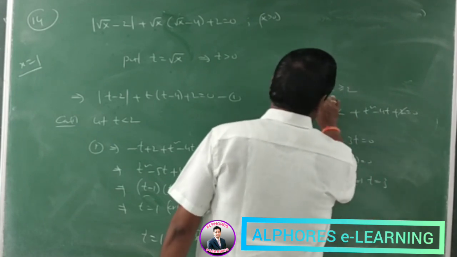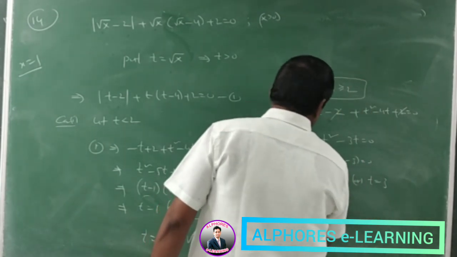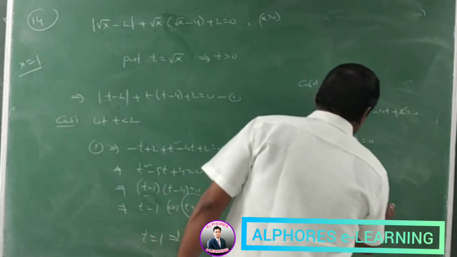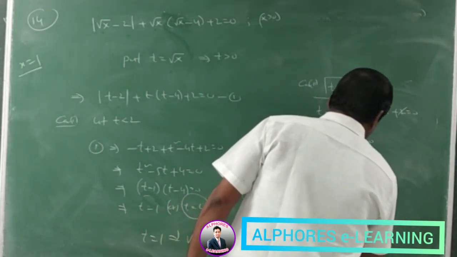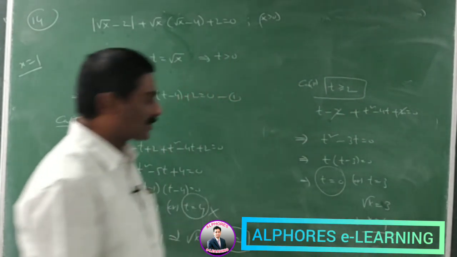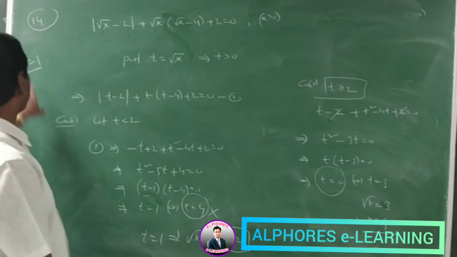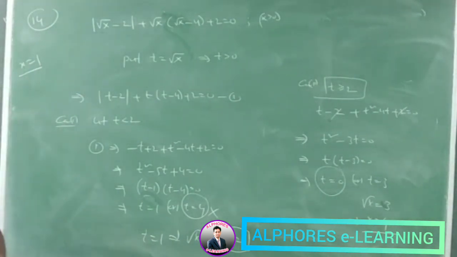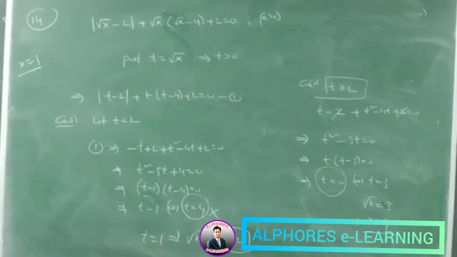But in this case, t is greater than or equal to 2. So t is equal to 0, remove this value. t is equal to 3 means root x is equal to 3. That means x is equal to 9. Here, one of the possible values of x is 9 and in case 1 we get 1. So the sum of the roots of those solutions means 1 plus 9, that is equal to 10. Okay.